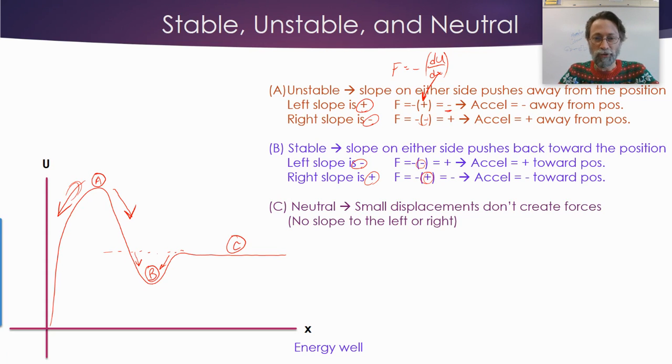The last one is a neutral position, and that would be where a small displacement doesn't create forces. If you think the slope here is 0, so the slope in this F equation would be 0. So if I do F equals negative 0, then I'm really going to have 0 force. So if I bump C to the left or the right, nothing really big is going to happen because there's no restoring force trying to push C one way or the other, and that's why it's considered neutral.